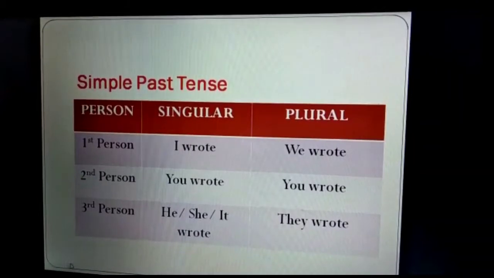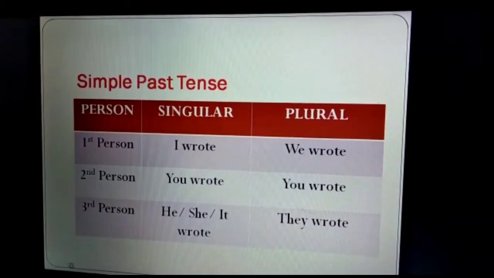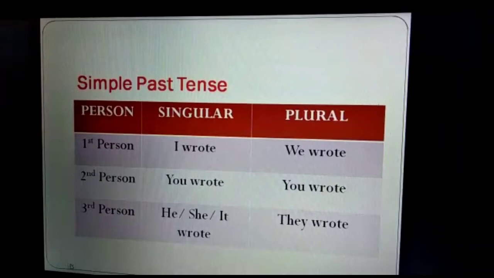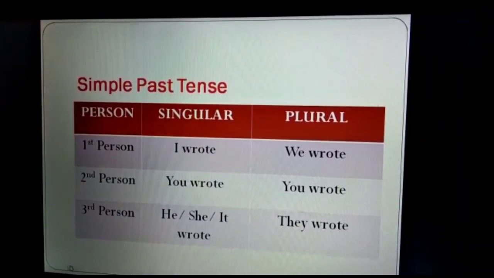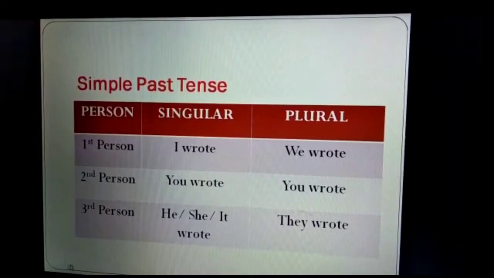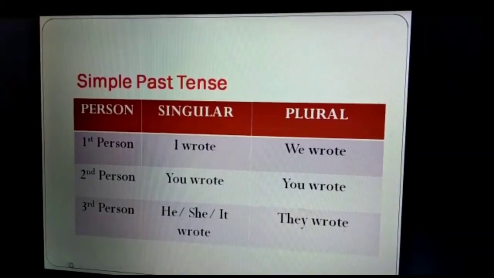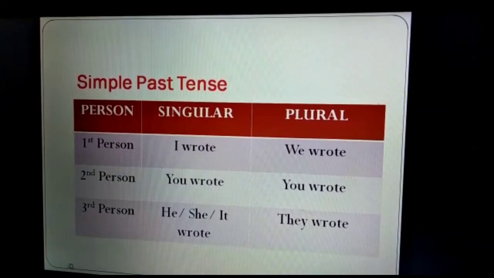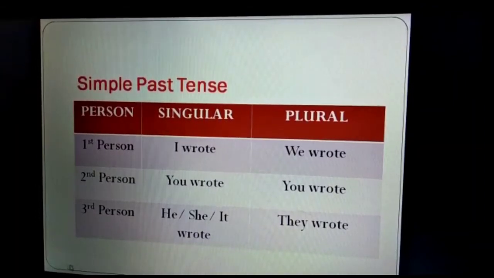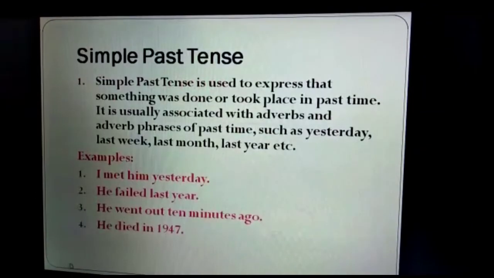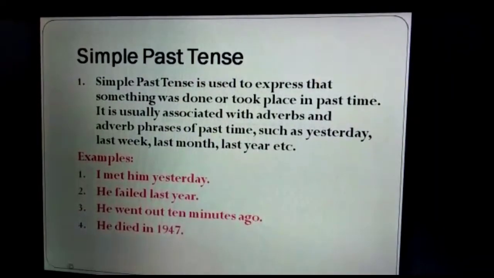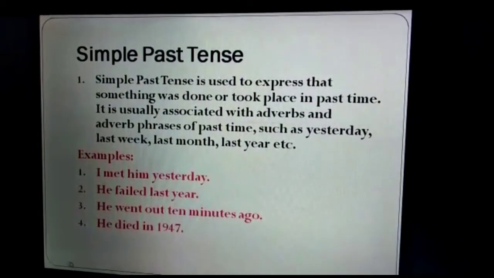So we have taken here the verb write and this is the form of simple past tense. In first person singular number I wrote, plural number we wrote, second person you wrote and plural number also you wrote, third person he, she, it wrote and plural number they wrote. Now let us understand the uses of simple past tense.